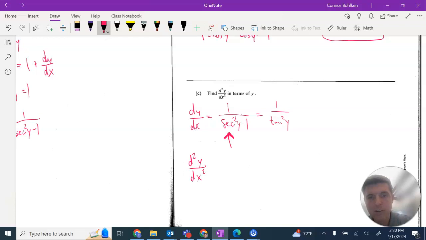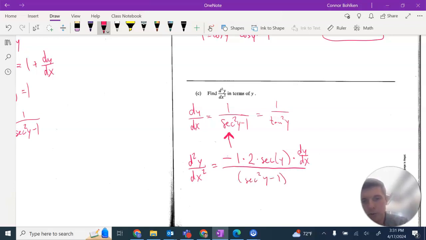Derivative of 1 is 0. I'm not going to write it because I took the derivative, so it's definitely not applying. Minus the top times derivative of the bottom. So derivative of secant squared of y, I'd have 2 times secant of y, derivative of the outside, keep the inside the same, multiplied by derivative of the inside times dy/dx. Derivative of negative 1 is 0, don't need to worry about that, all over secant squared of y minus 1, squared.